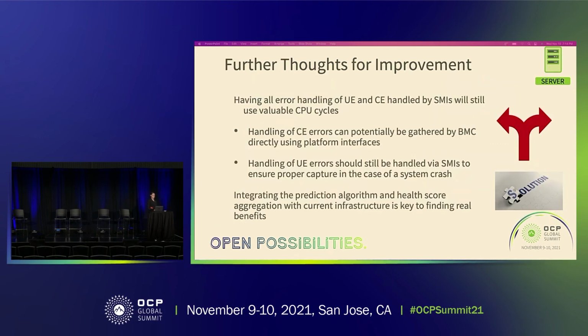What are some quick thoughts on ways this can be improved in the future? SMIs still eat into the CPU cycles of a system. You could use the BMC directly, over interfaces like PECI, to pull the correctable errors directly, and you don't need to worry about involving an SMI. Handling of uncorrectable errors can result in catastrophic system crashes, so you still should capture those via an SMI handler, but we could look at new ways in the future to do this.